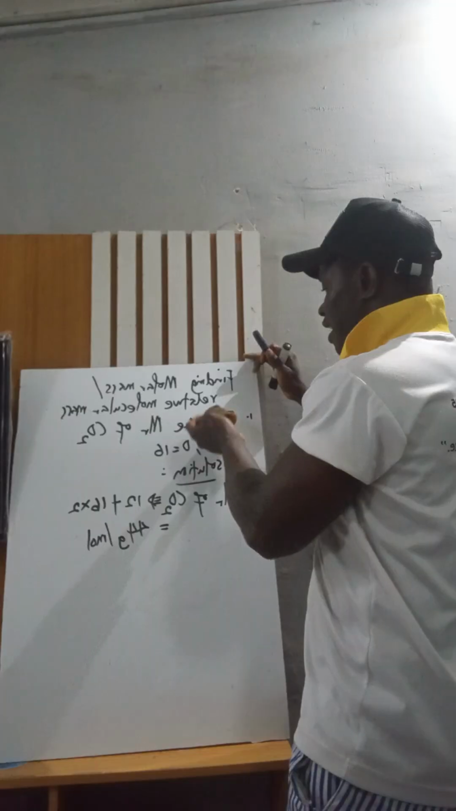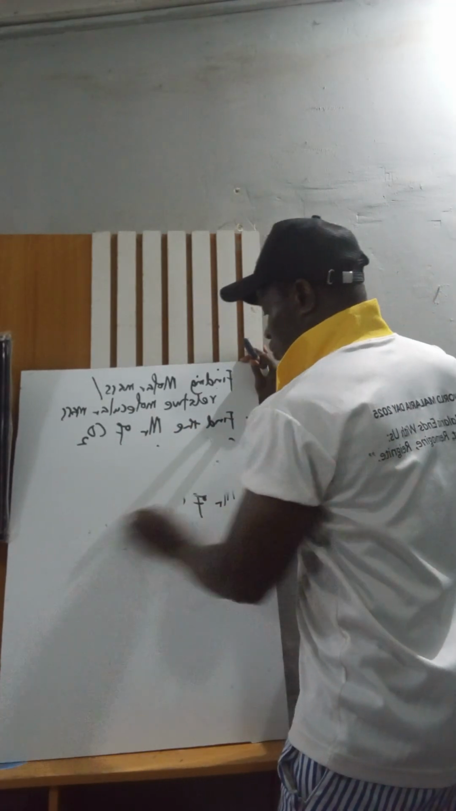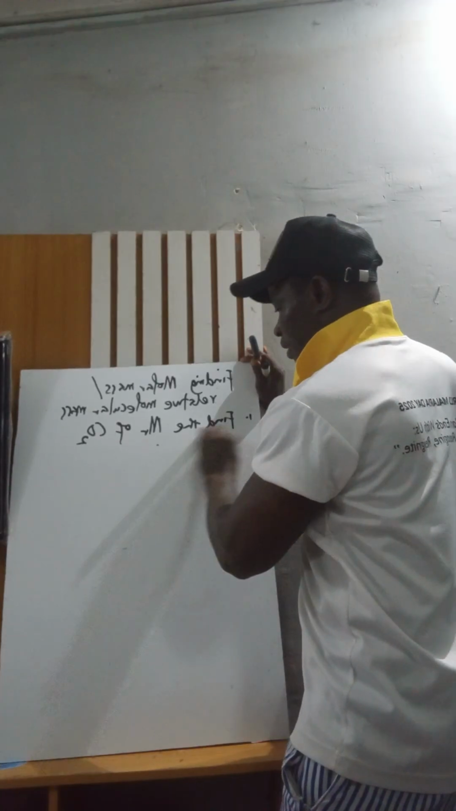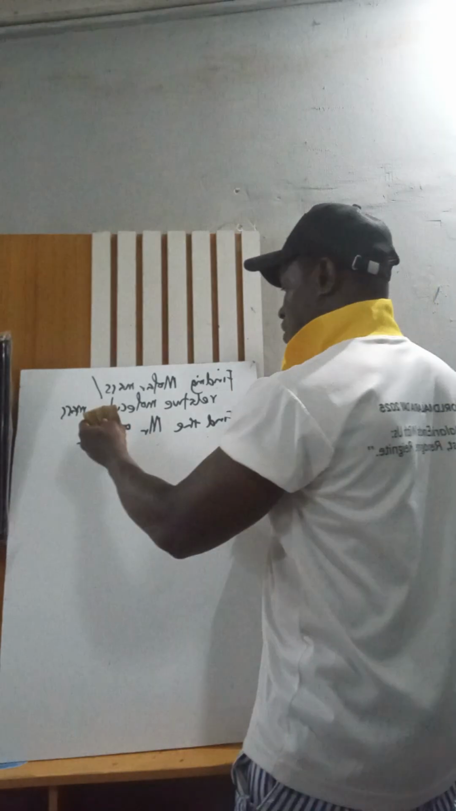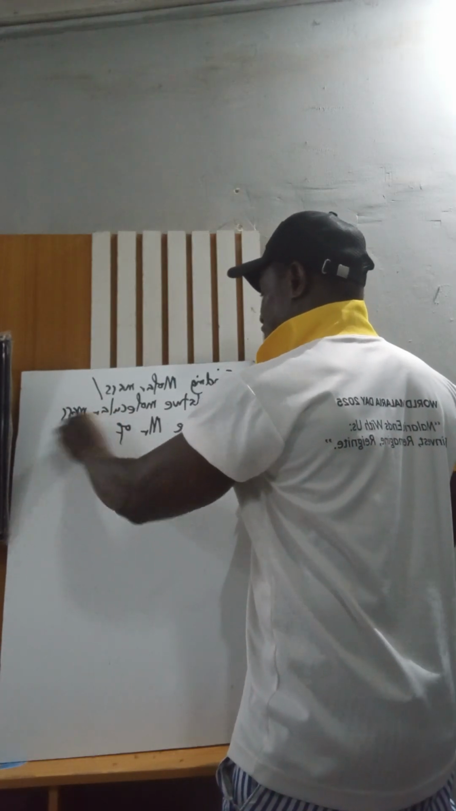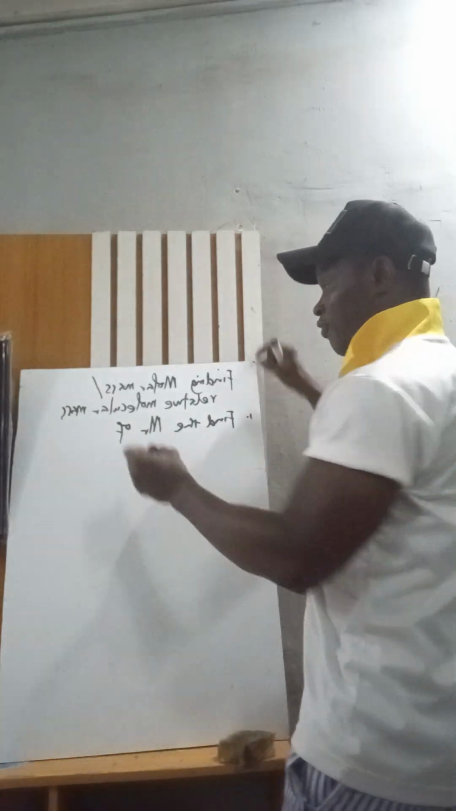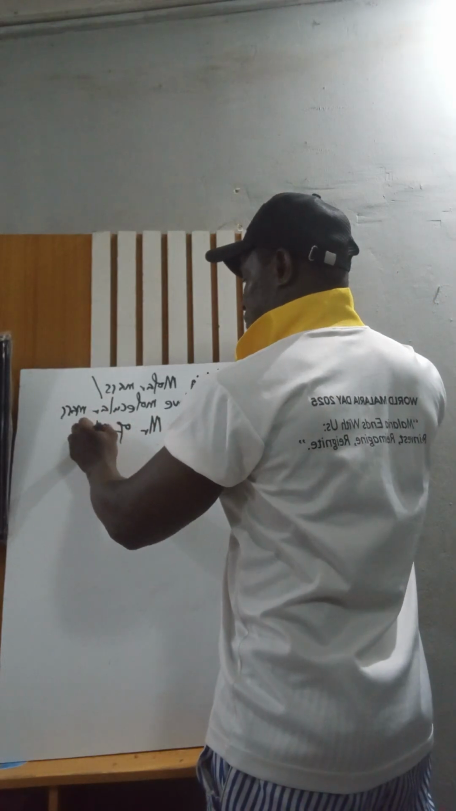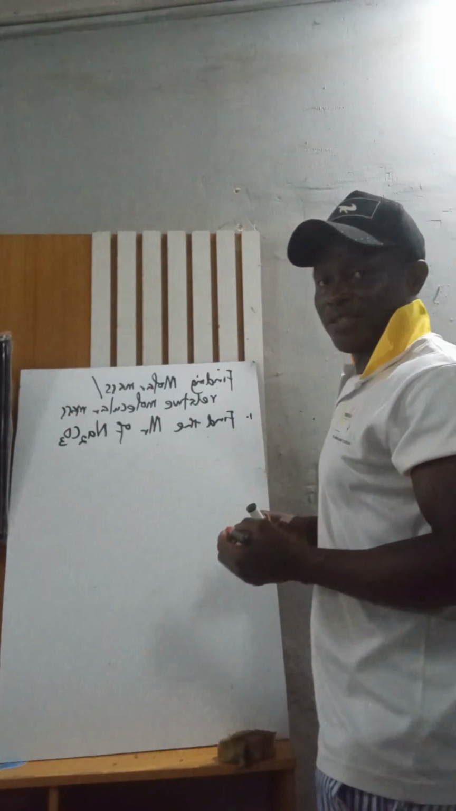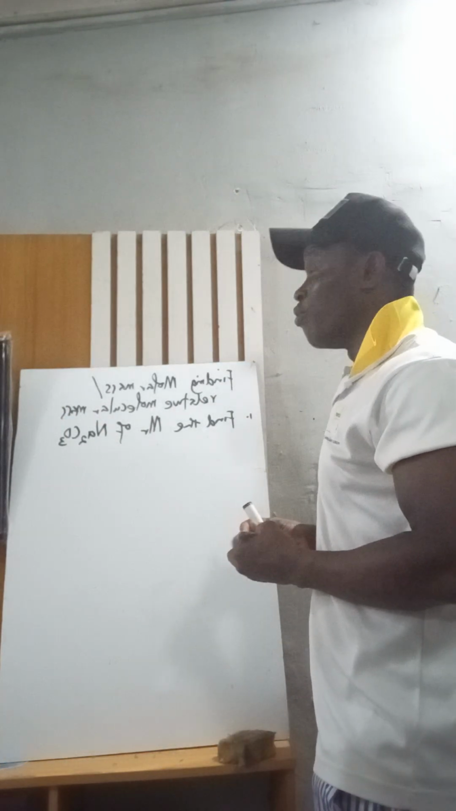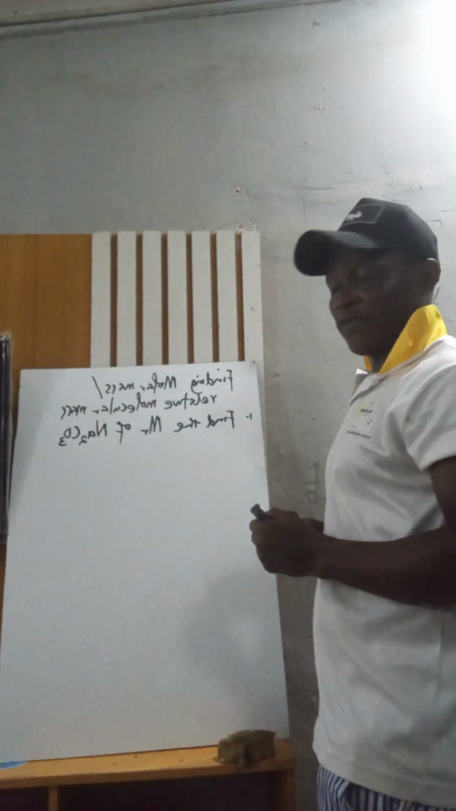Fine. Let's go to number 2. Question number 2. I just want to do 2 more before we move on. If I ask you, find the relative molecular mass of sodium trioxocarbonate 4. Find the relative atomic mass or molecular mass rather of sodium trioxocarbonate 4.